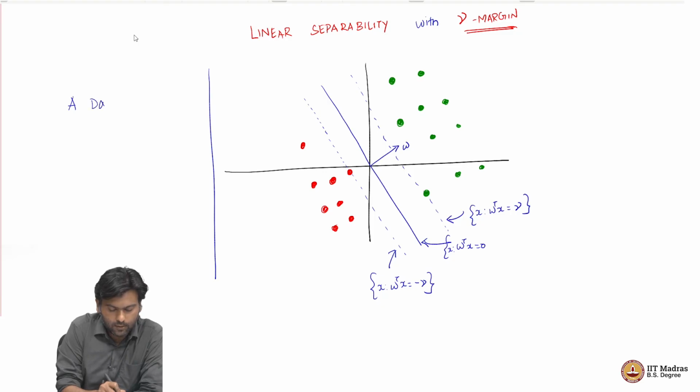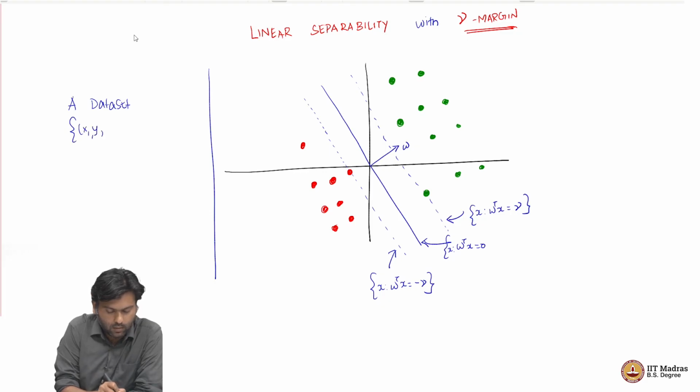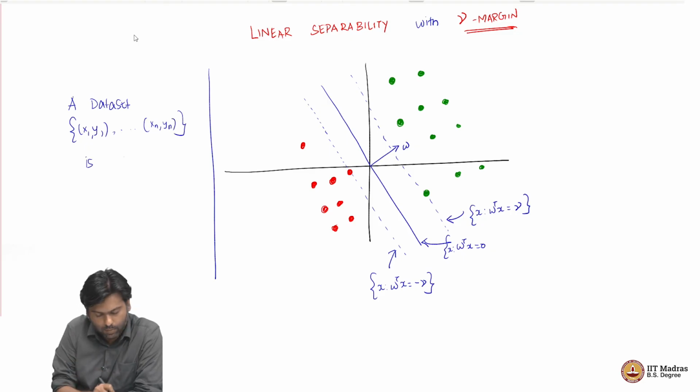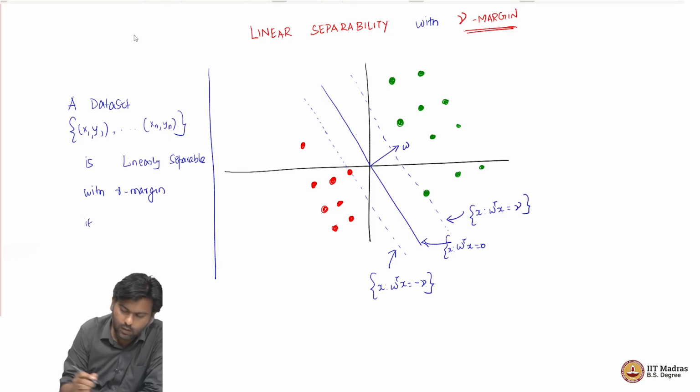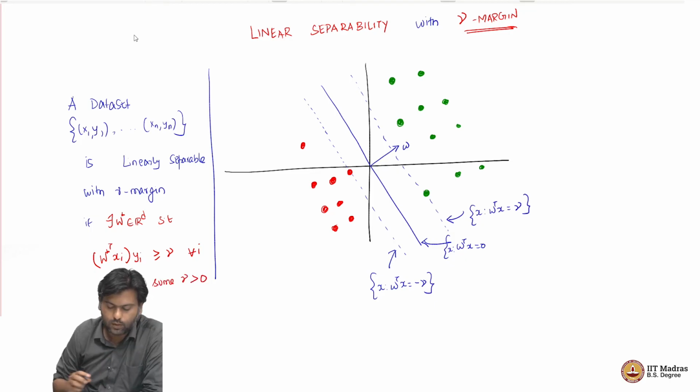We are going to say a data set, which is just a bunch of (x1, y1) till (xn, yn) as usual, is linearly separable with gamma margin if there is some W star in R^d such that W star transpose Xi, and the way I am going to write this is times Yi, is greater than or equal to gamma for all i, for some gamma which is greater than 0.